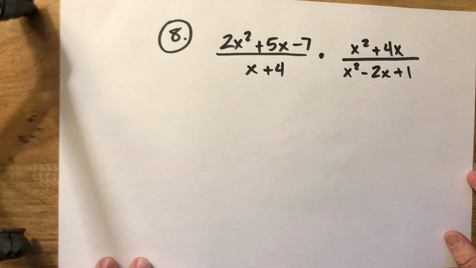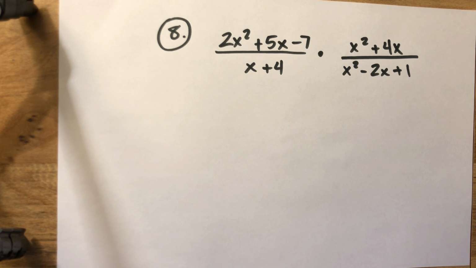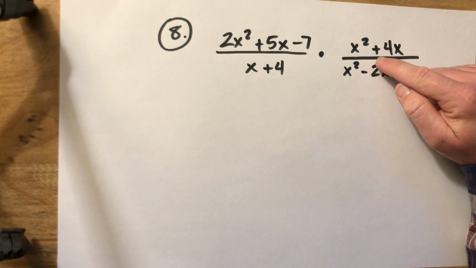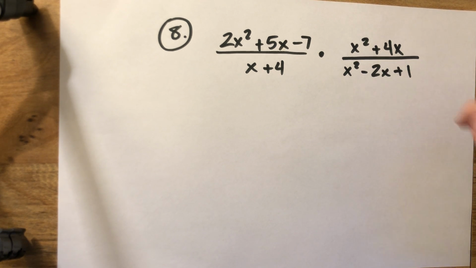All right, up next we have number 8 on your practice problem set this week. Now let's take a look at it. We have a lot longer one for starters. We have 2x squared plus 5x minus 7, all being divided by x plus 4, and then all being multiplied by x squared plus 4x, all divided by x squared minus 2x plus 1. You might be already thinking about what we're going to do to solve this problem. And if you thought factoring, you're correct. We're going to be starting with factoring on this problem.